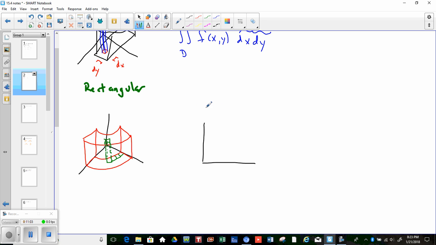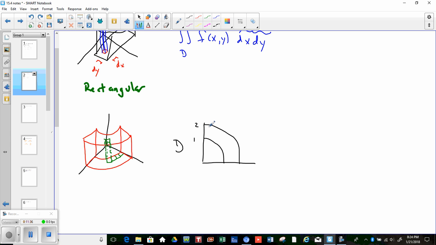Okay. So this is going to be the domain of this region. The first one has a radius of 1, and the second one has a radius of 2. So we'll say that that's 1, and we'll say that that's 2.